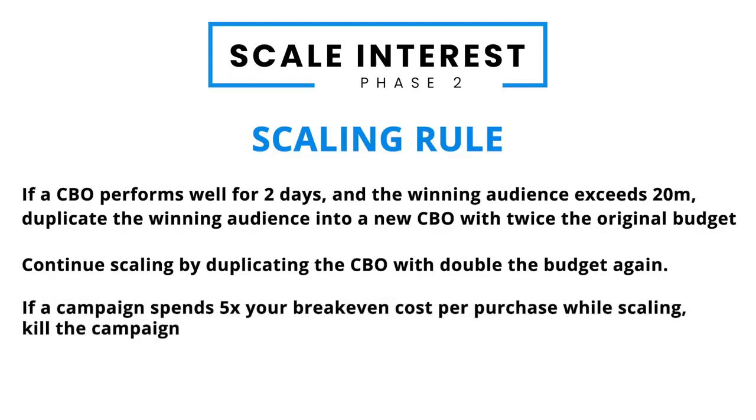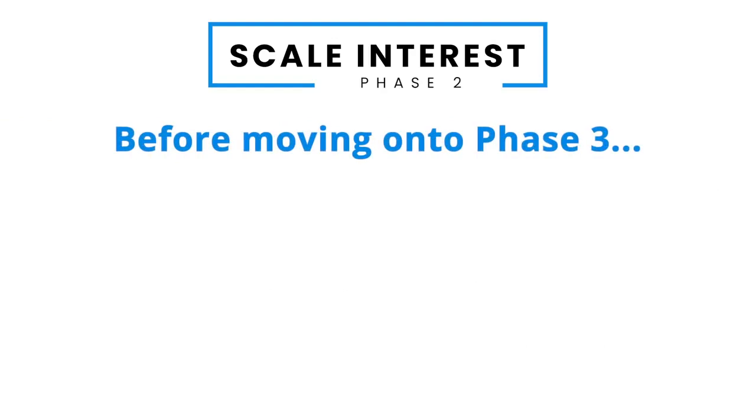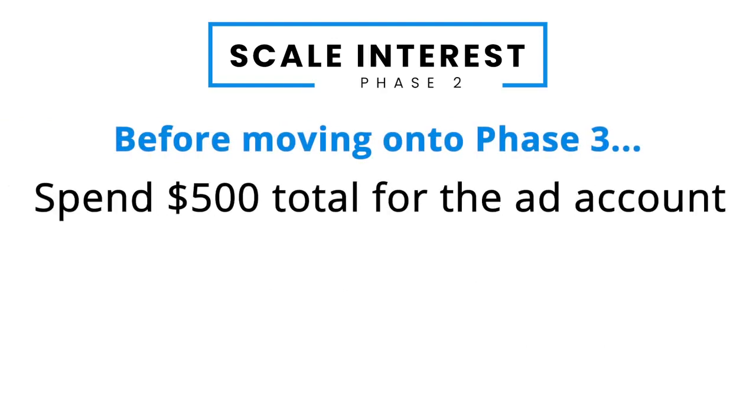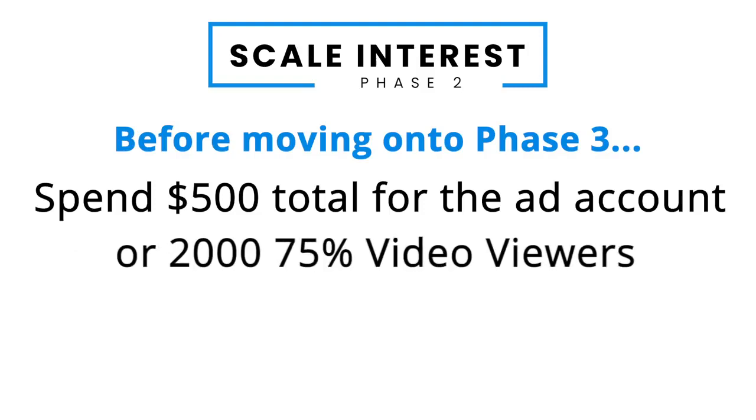If a campaign spends 5 times your break-even cost per purchase and it's still not profitable, then kill it. Now, wait until you've spent at least $500 in total for the ad account, or if you're running video ads, wait until you have at least 2,000 people that have seen 75% of your video to make lookalike audiences and move on to phase 3.